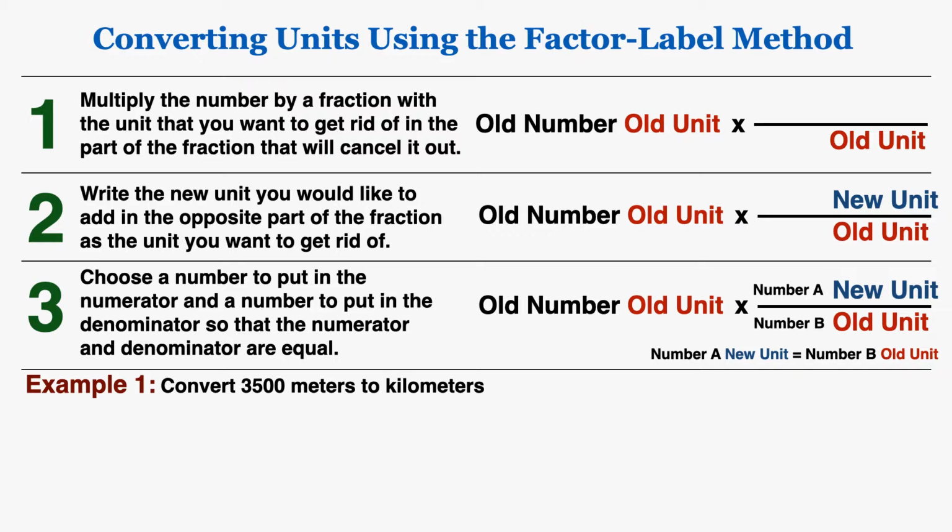Example problem 1 says to convert 3,500 meters to kilometers. So I'll start with my original measurement that I want to change. Step number 1 says to multiply the number by a fraction with the unit that you want to get rid of in the part of the fraction that will cancel it out.